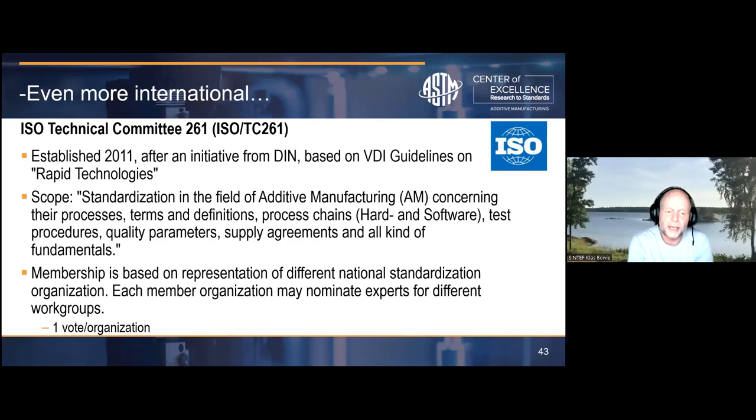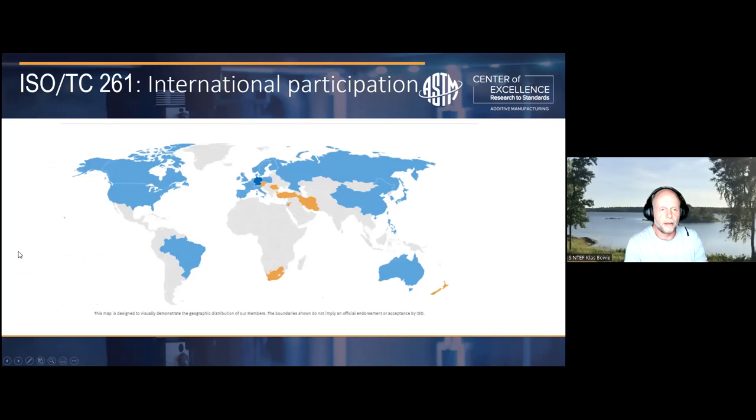Membership in ISO is based on the representation of the different national standardization organizations. Each member organization can nominate experts for different work groups, one for each national standardization organization, one vote for each national standardization organization. So it covers a large part of the world. I see that Peru, unfortunately, has not joined yet, but you would certainly be welcome. Or if you prefer to work with additive manufacturing standardization through ASTM, that's equally welcome.